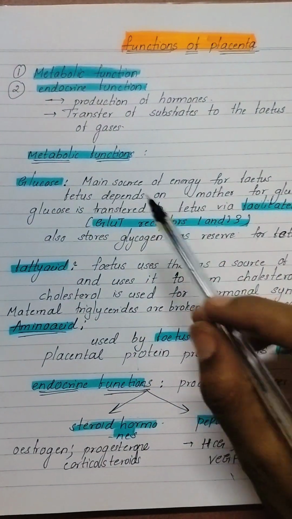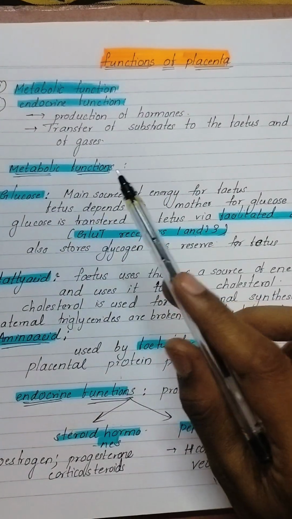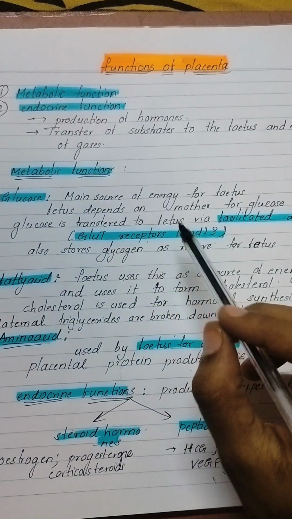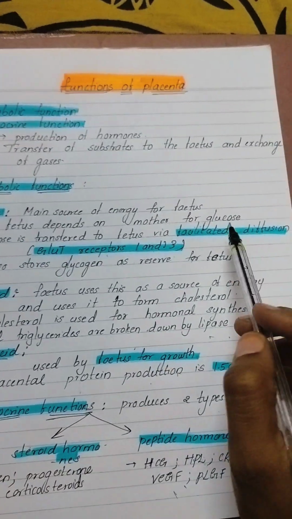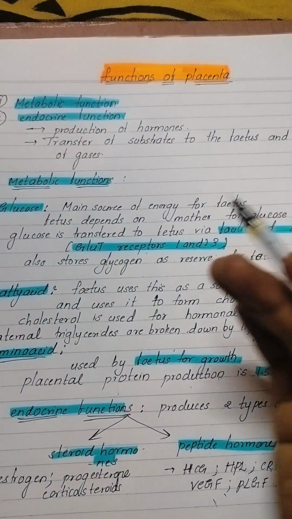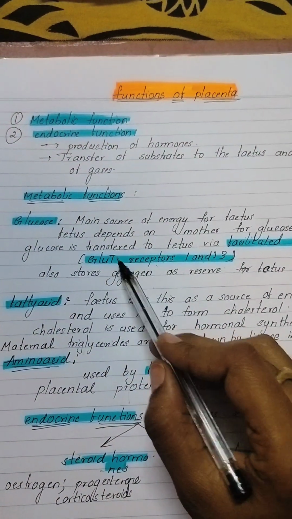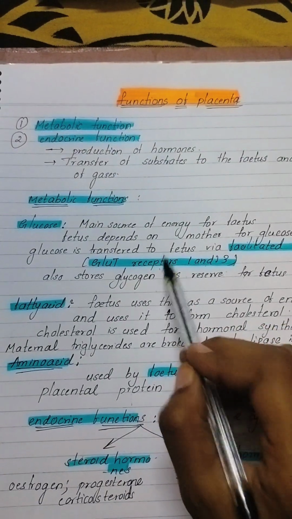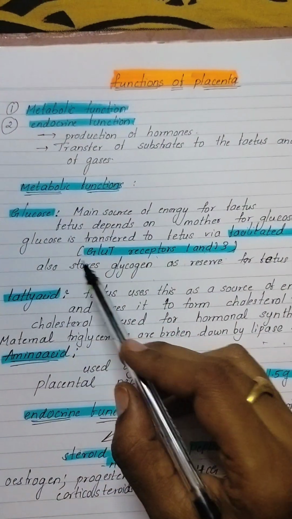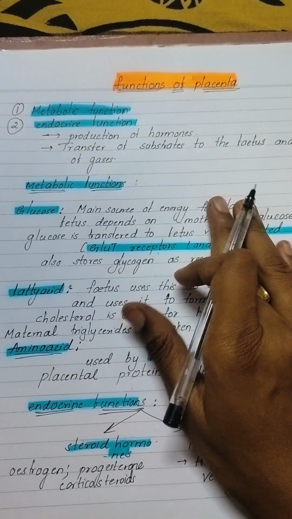So coming to glucose, it is the main source of energy for the fetus, and the fetus depends on the mother for glucose. Glucose is transferred to the fetus via facilitated diffusion. So this is the mechanism through which glucose is transferred between the mother and the fetus. What are the receptors which are useful in transfer of glucose? They include GLUT receptors 1 and 3. This is important, and this is also facilitated diffusion. The placenta also stores glycogen as a reserve for the fetus. So this is a function of the placenta related to glucose.